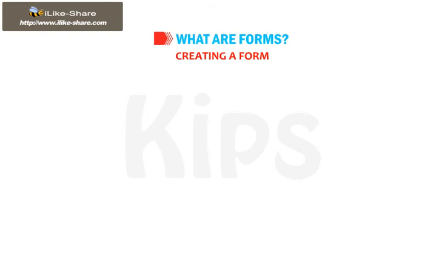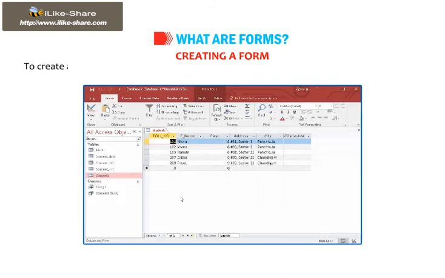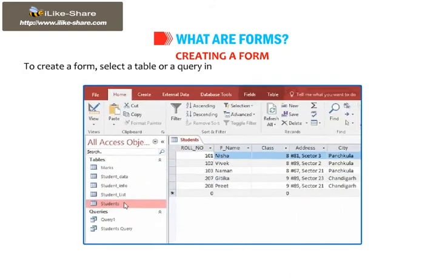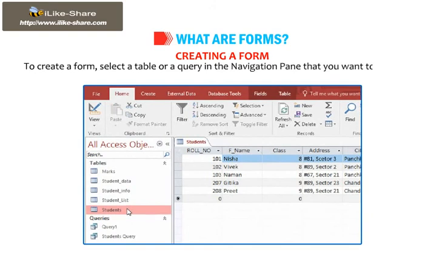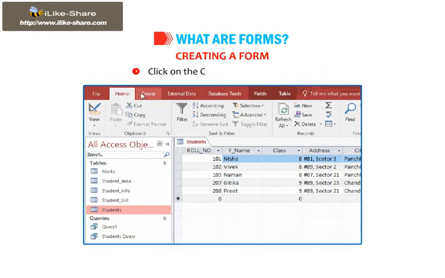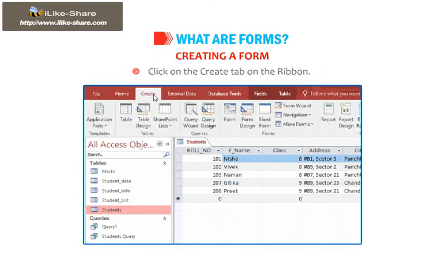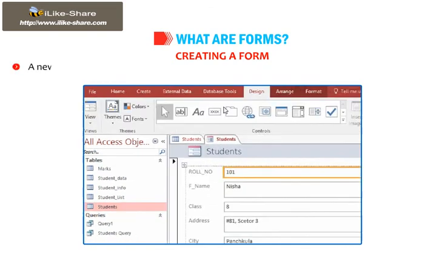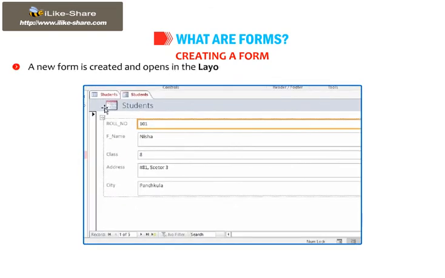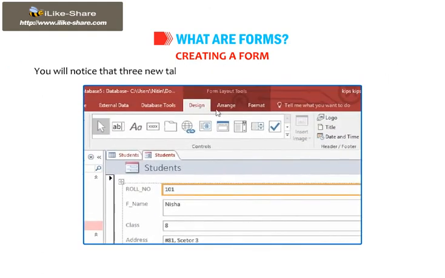Okay, let us find out how to create a form. To create a form, select a table or a query in the navigation pane that you want to use as the data source for the form. Click on the Create tab on the ribbon. Select the form option in the Forms group. A new form is created and opens in the Layout view, in which you can change the appearance of a form. You will notice that 3 new tabs, Design, Arrange and Format, appear on the ribbon.